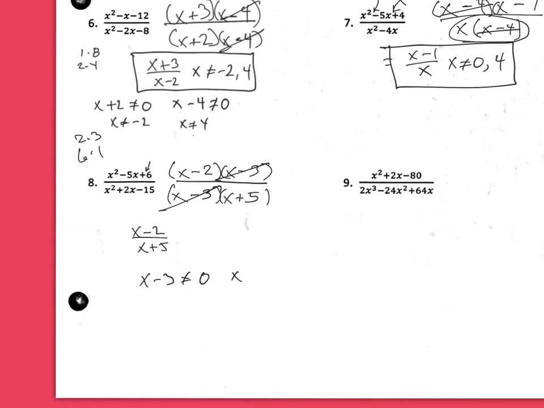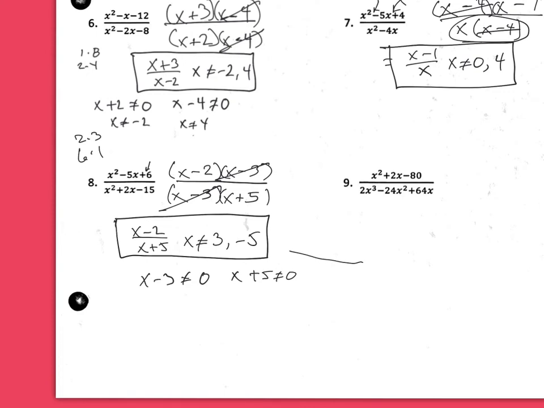And so we get x cannot equal 3 and what? I'm sorry, I don't even know what I wrote there. Sorry about that. Let me get rid of all this. Backing this up. So right there, we're going to have x plus 5 cannot equal 0. And so our restrictions are x cannot equal 3 and negative 5.